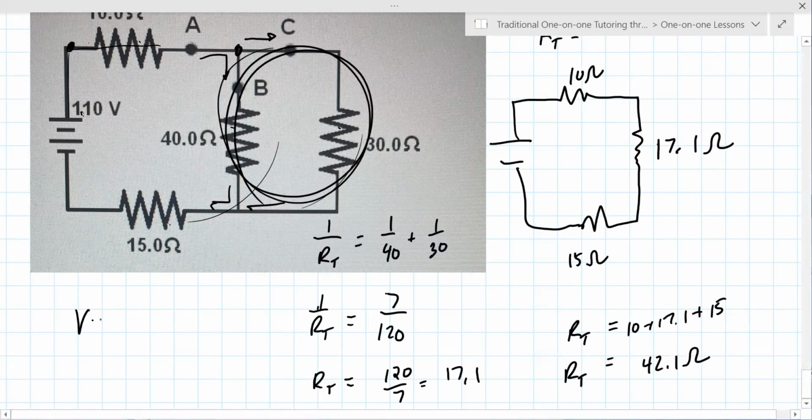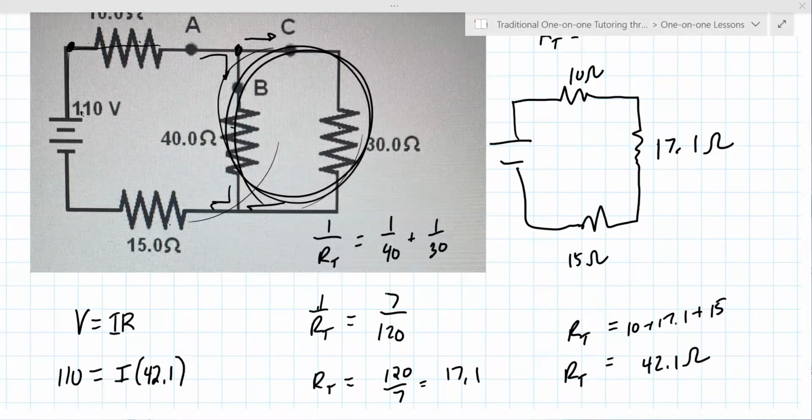So we go back to our V equals IR. Your voltage at the source is 110. Your current is what we're trying to find, but the resistance is 42.1. So we solve for I by dividing both sides by 42.1. So that's 2.6 amps.